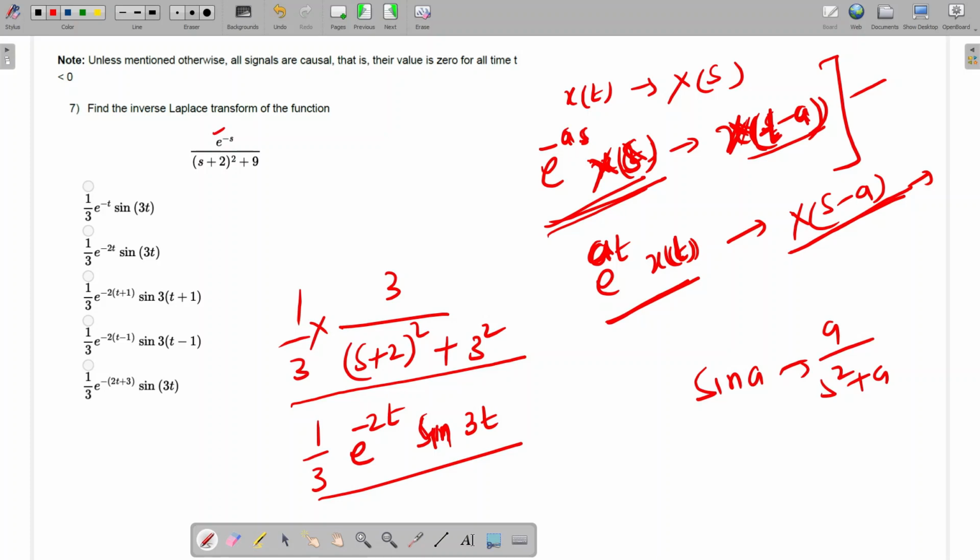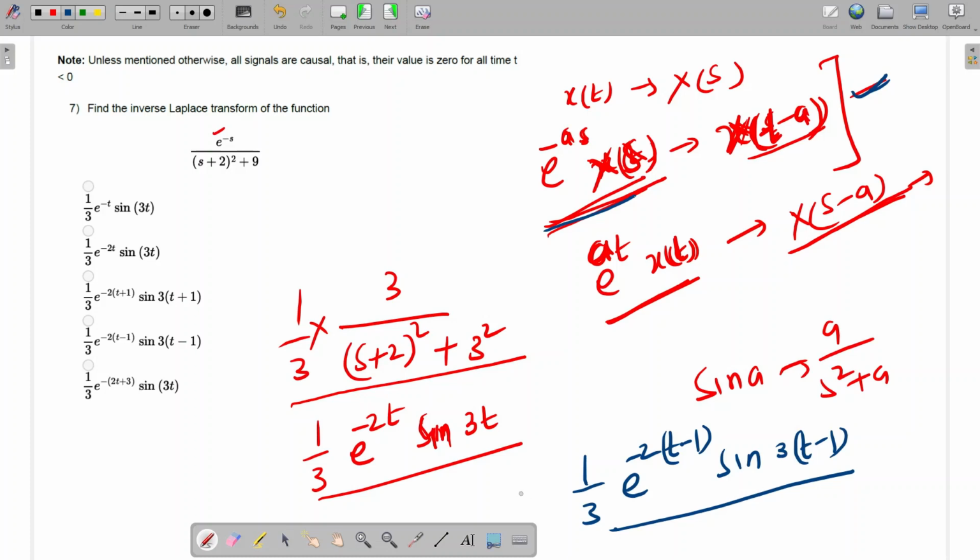Okay. So now this formula we have to use, the top one: x of t minus t naught has transform e to the power minus as into X(s). Here minus 1 is there, so in t we should also have minus 1. So 1 by 3 e to the power minus 2 into t minus 1, into sine 3 into t minus 1. That will be the final answer. Is it clear to all?